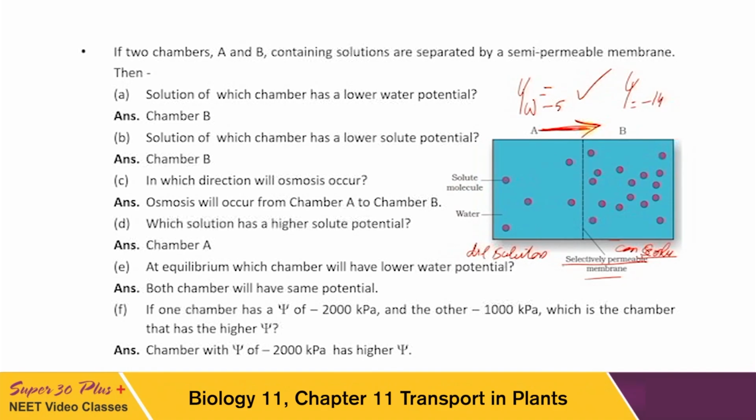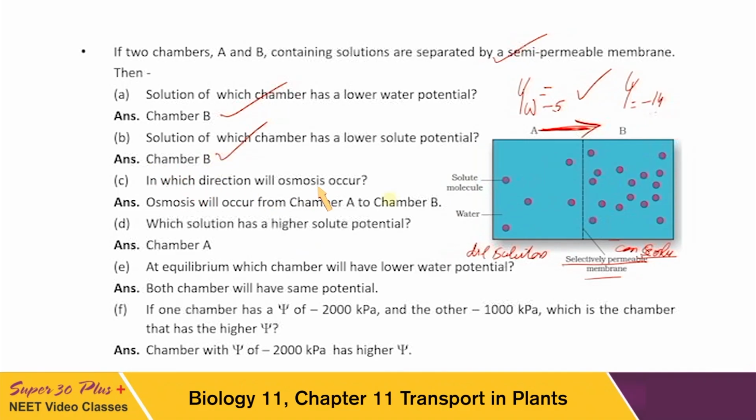Now some questions we have here. The two chambers A and B containing solutions are separated by a semi-permeable membrane. Solution of which chamber has lower water potential? Chamber B. Solution of which chamber has lower solute potential? This decrease in water potential is because of the addition of solute. So here more solute is added. That's why the solute potential of this will be almost equal to minus 14, and here it will be equal to minus 5. So here the answer will be B.